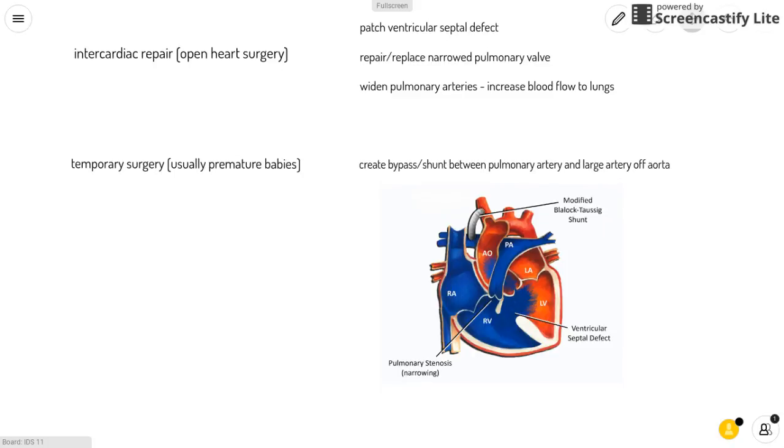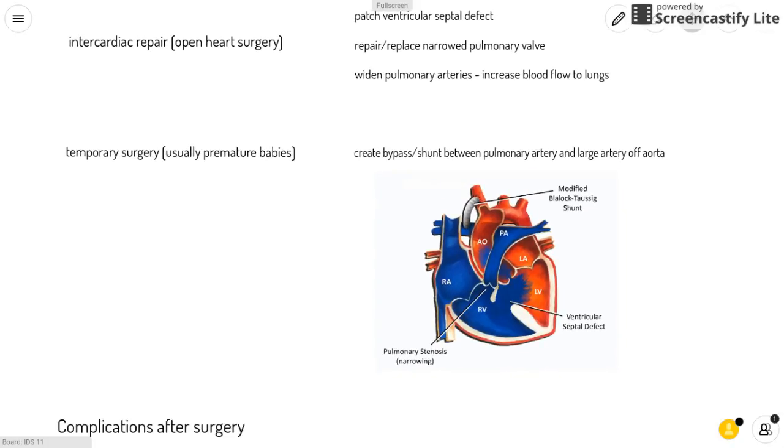Another option is a temporary surgery, usually done for premature babies, because they are too young and too small to do the intracardiac repair. This is when the surgeon will create a bypass or a shunt between the pulmonary artery and a large artery off the aorta. This increases the blood flow to the lungs, and when they go to do the intracardiac repair later on in life, they would have to remove this shunt.